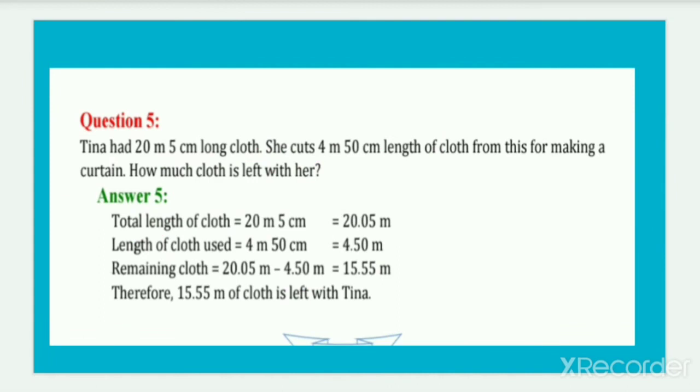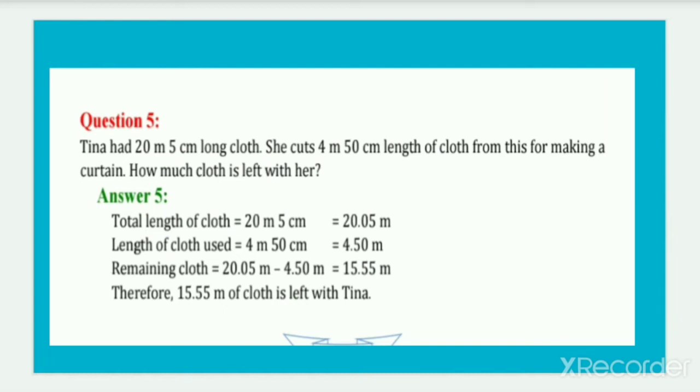In the same way we will do for the length of cloth used, which will be 4.50 meter. So the total she had is 20.05 meter, and the length of cloth she used is 4.50 meter. So what is the amount left? It will be 15.55 meter, right? Therefore 15.55 meter of cloth is left with Tina.